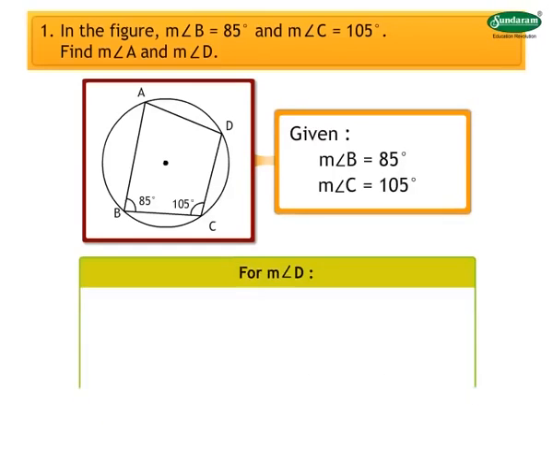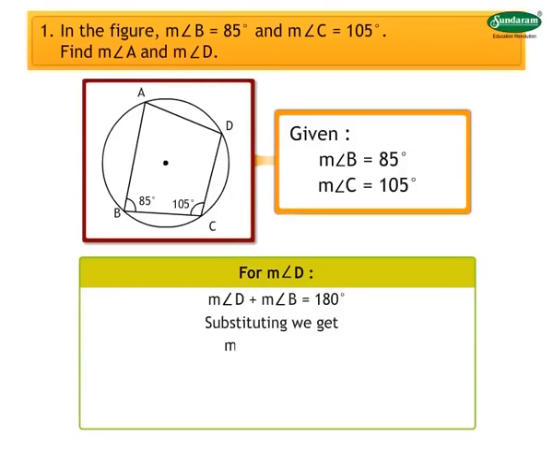For measure of angle D, similarly, measure of angle D plus measure of angle B is equal to 180 degrees. Substituting, we get measure of angle D plus 85 degrees is equal to 180 degrees. Keeping measure of angle D on one side, measure of angle D is equal to 180 degrees minus 85 degrees, equal to 95 degrees. Therefore, measure of angle D is equal to 95 degrees.